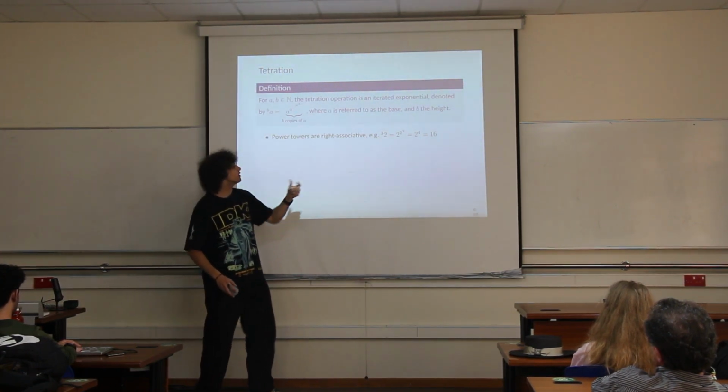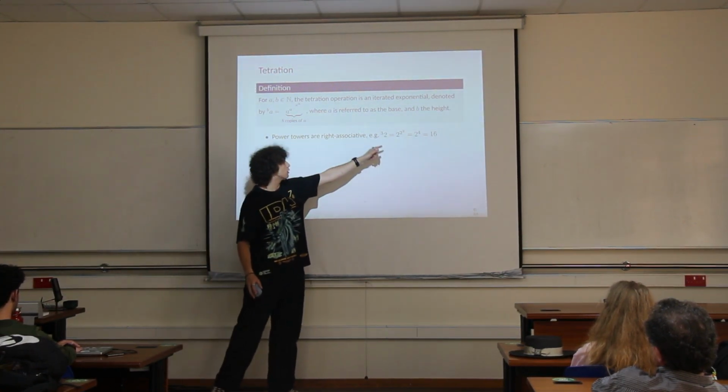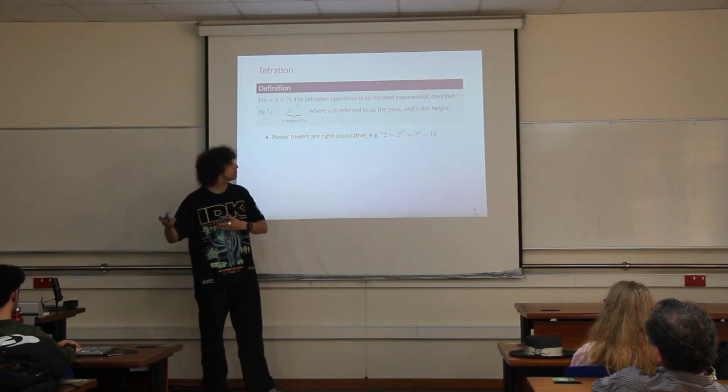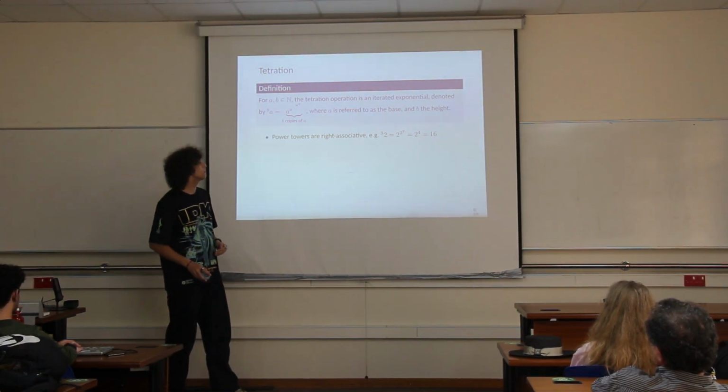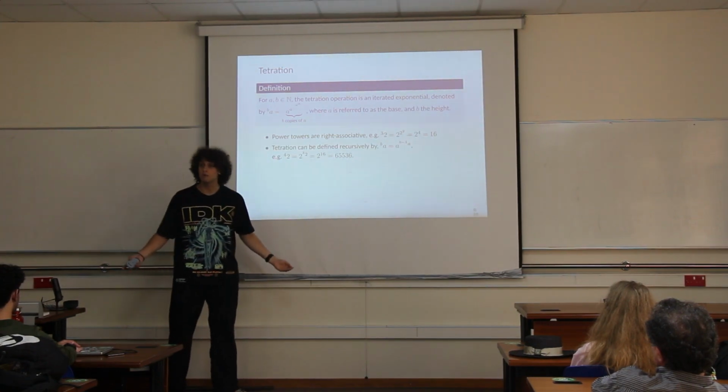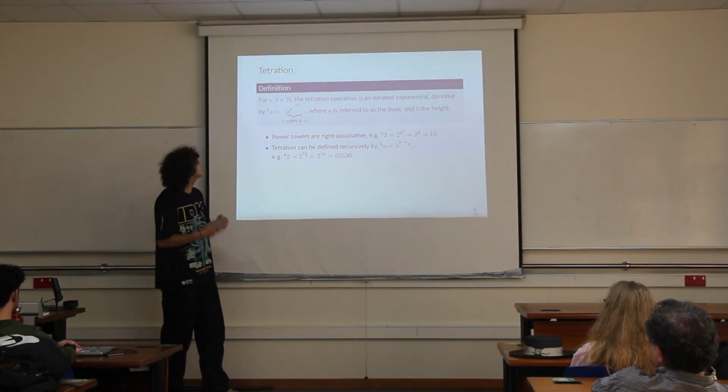We first work on the rightmost operation, so 2 to the power of 2, and that's equal to 2 to the power of 4, and of course that's equal to 16. So we start with the rightmost, okay? Moving on, we also have another interesting property, which we can pretty easily make out.